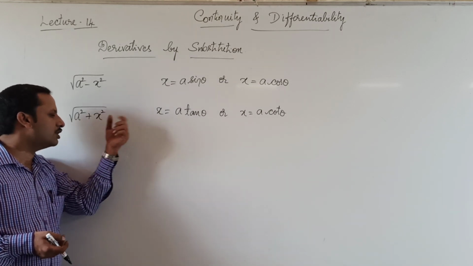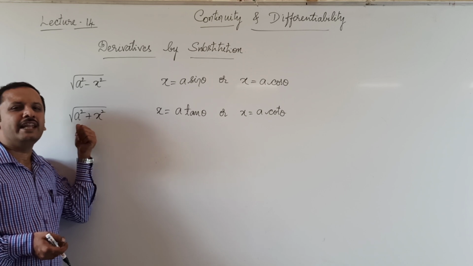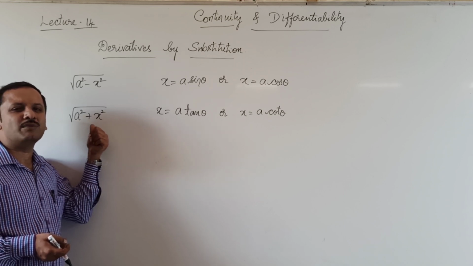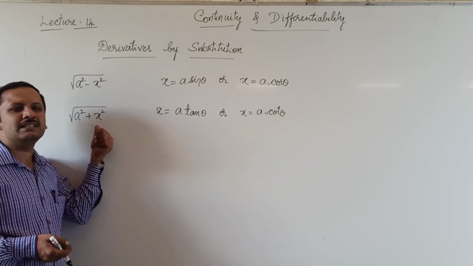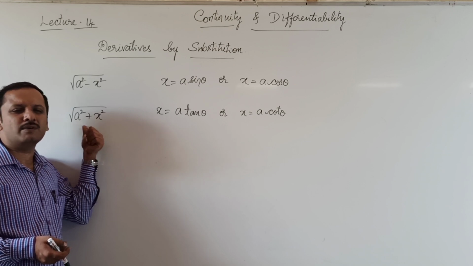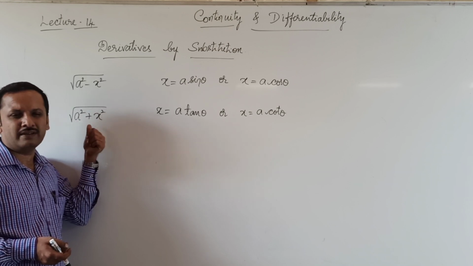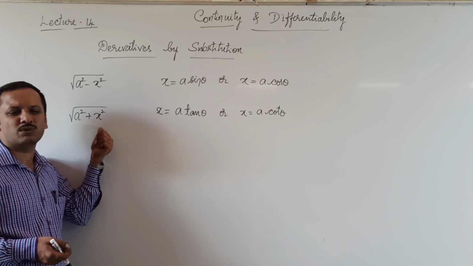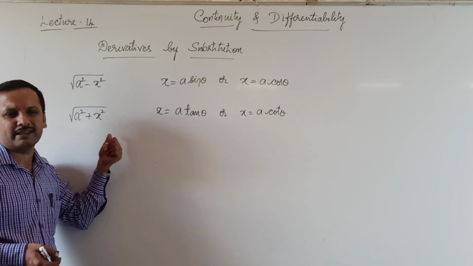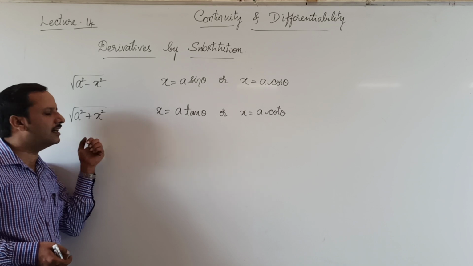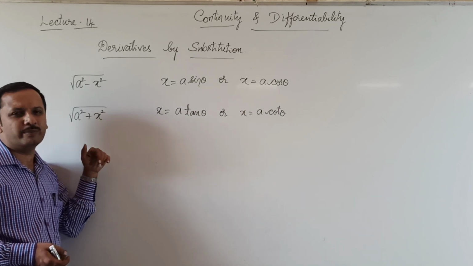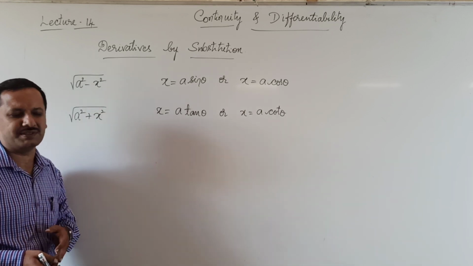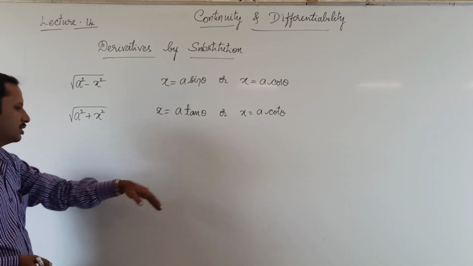So if I substitute x as a tan theta, then I am getting a square plus a square tan square theta. Taking a square as common will give you a square into 1 plus tan square theta. 1 plus tan square theta is secant square theta. Root of a square secant square theta can be written as a secant theta. So from then onwards, differentiating or simplifying will be easy. That is the reason why we make this substitution.